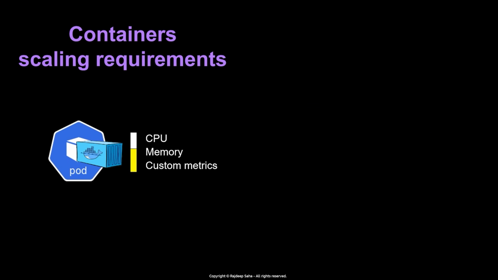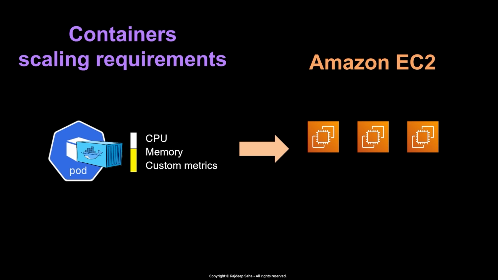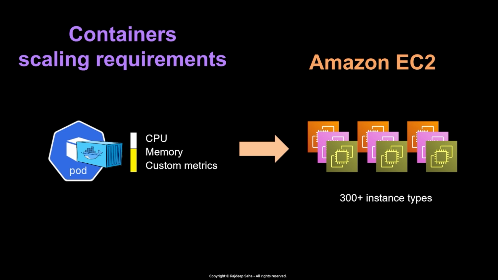So let's look at what a container needs in order to run: CPU, memory, storage, network, and sometimes GPU. Then you scale your container based on one of these metrics, CPU, memory, or perhaps some custom metrics. At the end of the day, the objective of an autoscaler is to select an appropriate EC2 instance type for this pod to run. But the challenge is there are over 300 different instance types that AWS provides.